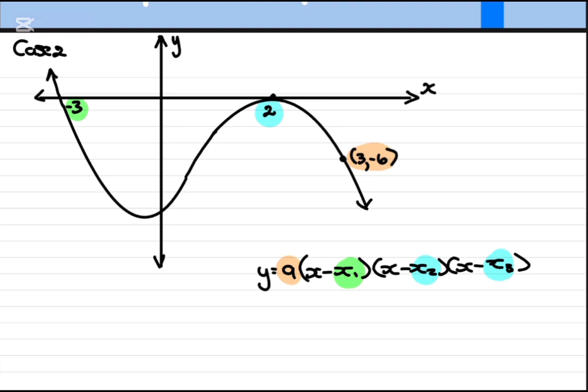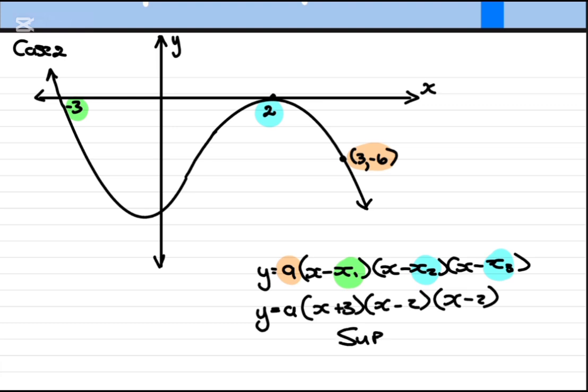Okay, so let's do this. So we've got y equals. Let's just do it step by step. x minus, and the minus 3 becomes a positive 3, and then x minus, so this becomes a negative 2, and another negative 2 because it touches the x-axis. So we can try to simplify this, but the easier way is to sub one of those points in now before you try to simplify.